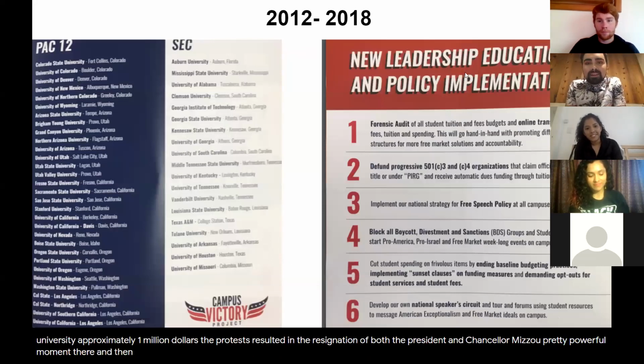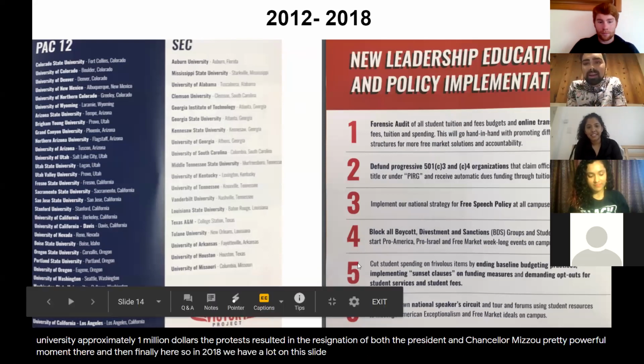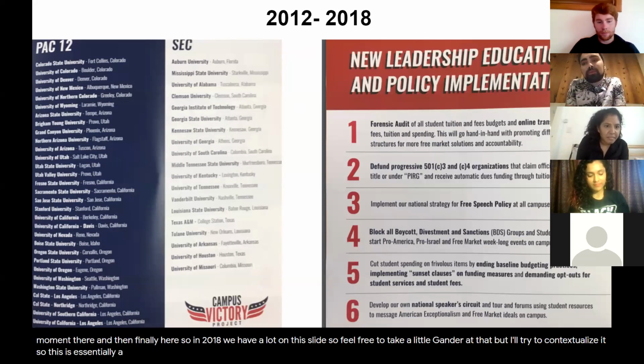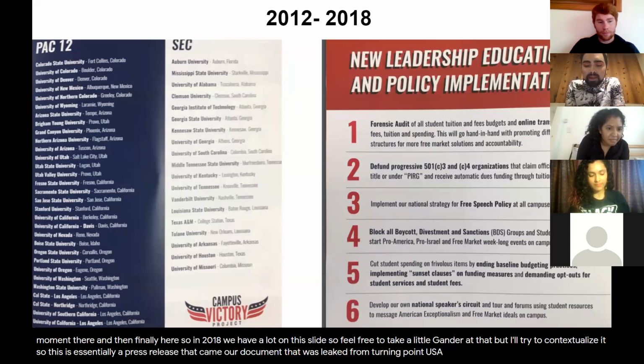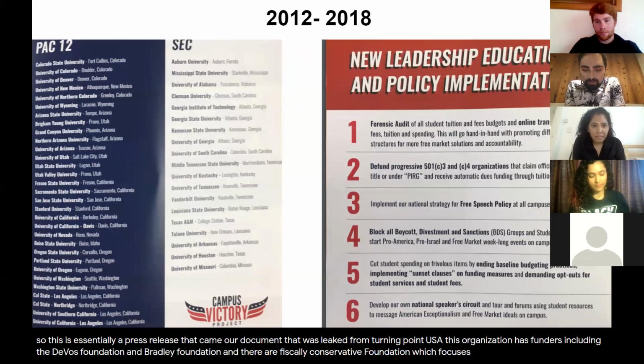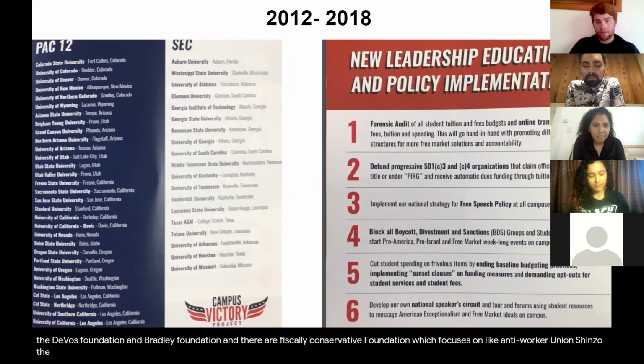And then finally here, in 2018, we have a lot on this slide. So feel free to take a little gander at that, but I'll try to contextualize it. This is essentially a press release, or a document that was leaked from Turning Point USA. This organization has funders, including the DeVos Foundation and Bradley Foundation, fiscally conservative foundations which focus on anti-worker union organizations, like the Freedom Foundation.